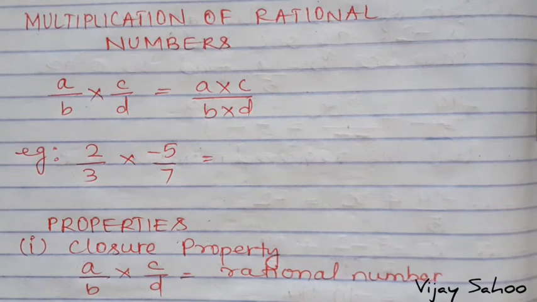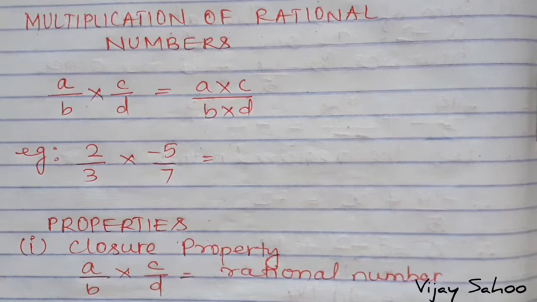Students, now we are moving to the next part of the first chapter, that is rational numbers, and what we are going to see next is multiplication of rational numbers. So we'll see the properties: associative property, commutative property, and closure property in multiplication form.